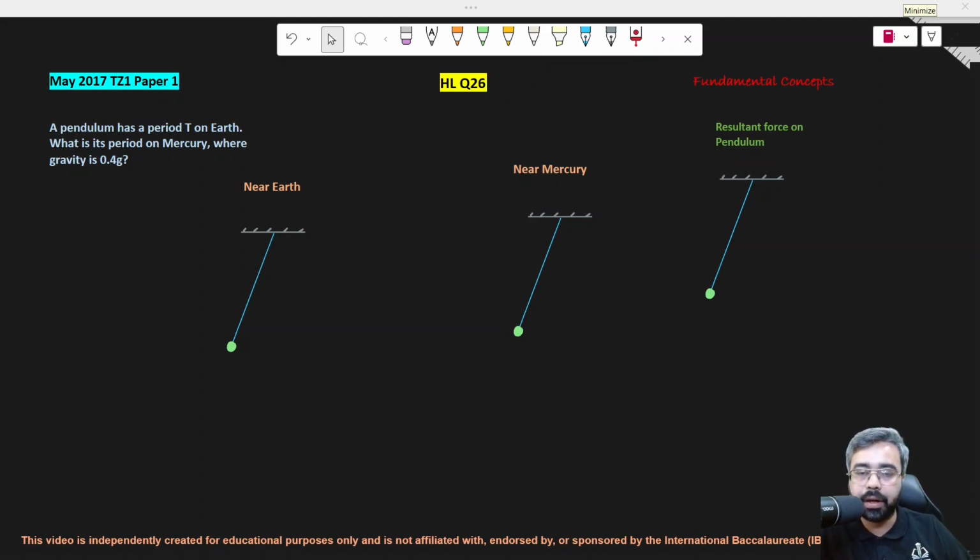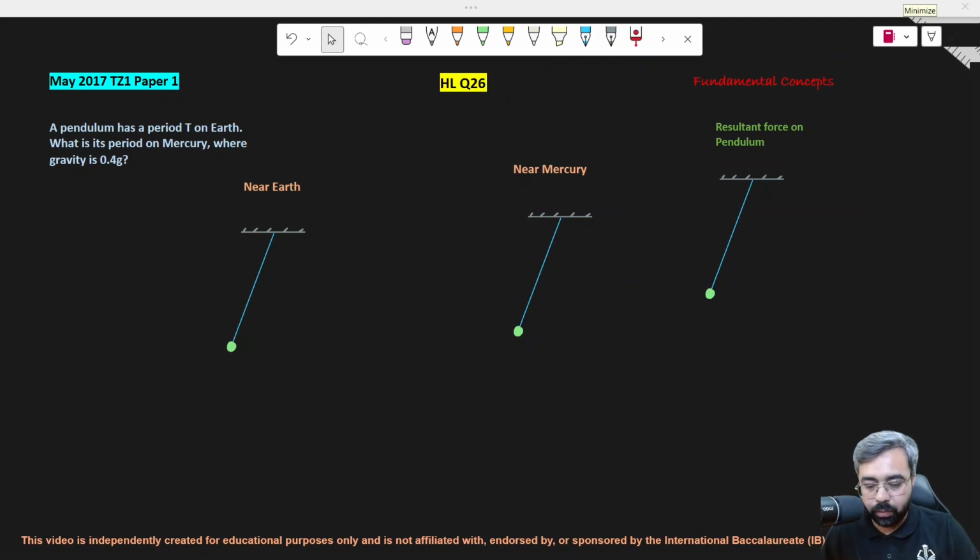If you perform the same experiment, that is measuring the time period of a simple pendulum, on two different planets like Earth and Mercury, then the time period of the pendulum is different in both places. And the thing that affects it is gravitational field strength, that is, the strength of gravity of the planet.